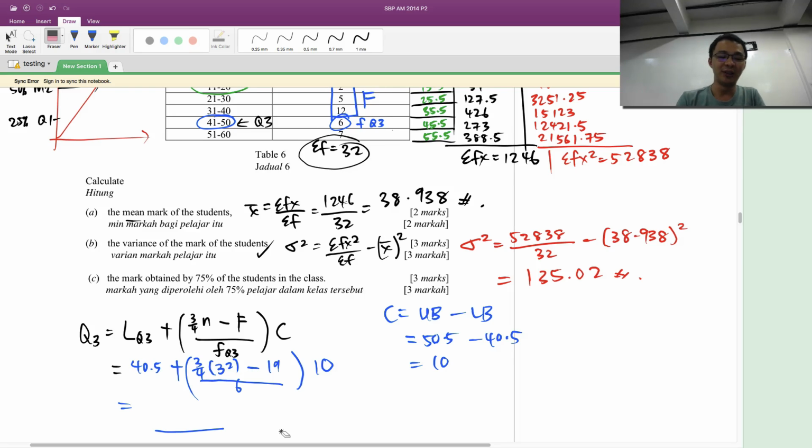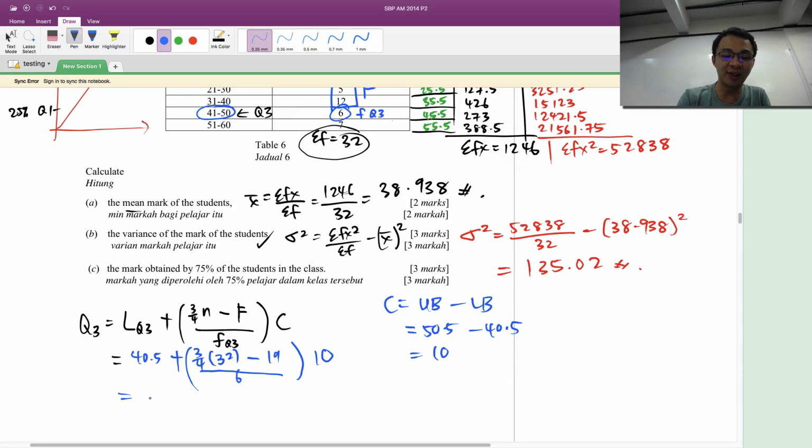Okay, so let's use the calculator to calculate this one. 40.5 plus 3 over 4 multiply 32 minus 19, divided by 6, multiply 10. So this is plus 8.33. So yeah, you will get 48.83. This is how we find the 75%.